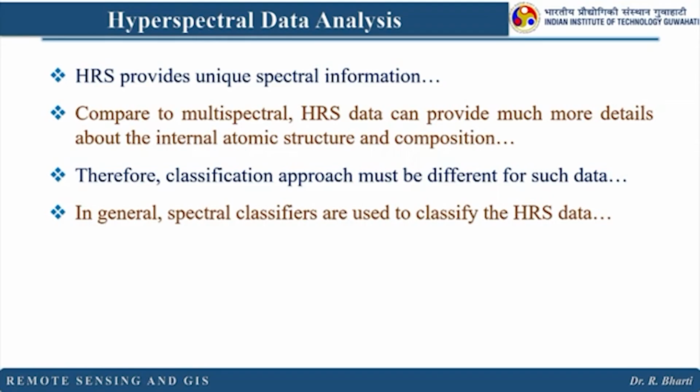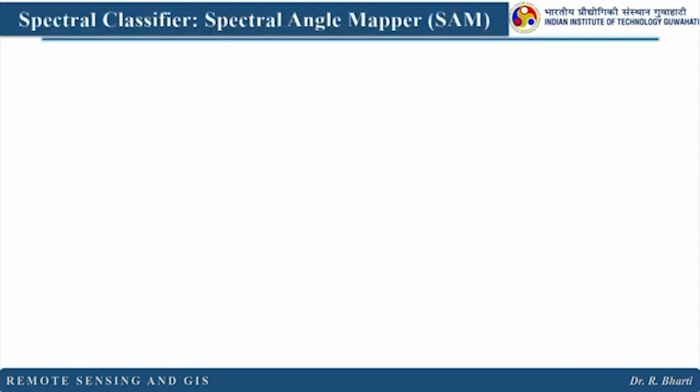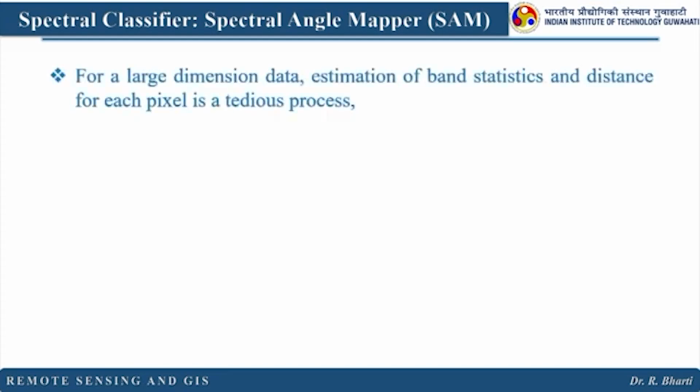In general, spectral classifiers are used to classify hyperspectral data. One of them is the spectral angle mapper, which is commonly known as SAM. This is one of the most popular classification techniques. For large dimension data, estimation of band statistics and distance from each pixel is a tedious process, right? If you compare with minimum distance to mean or maximum likelihood, it is going to be tedious. So that's why we have to move towards some advanced technique where we can minimize our computational time.